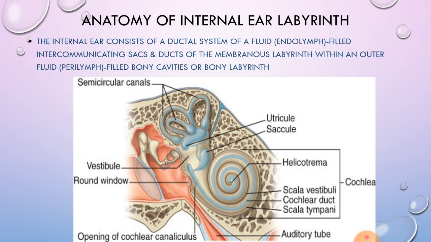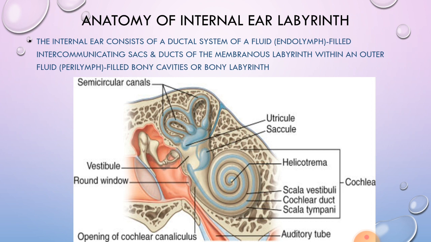Okay, now, anatomy of the internal ear labyrinth. To cut the long story short, the internal ear consists of a ductal system of fluid-filled, intercommunicating sacs and ducts, the membranous labyrinth containing endolymph, within an outer perilymph-filled bony cavity, the bony labyrinth.